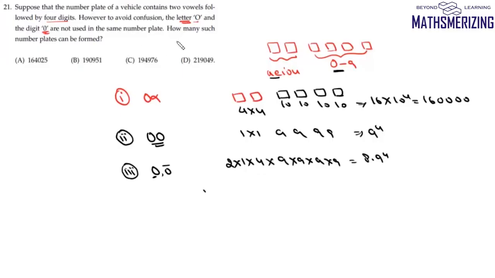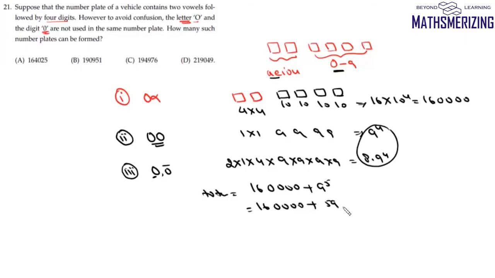So total number of such number plates will be 160000, and then if we add them, we'll get 9 to the power 4, 1 plus 8 is 9, so it'll be 9 to the power 5. So it'll be 160000, and then 9 to the power 5, 9 to the power 5 is 59049. So it'll be 219049, and that's your option number D.